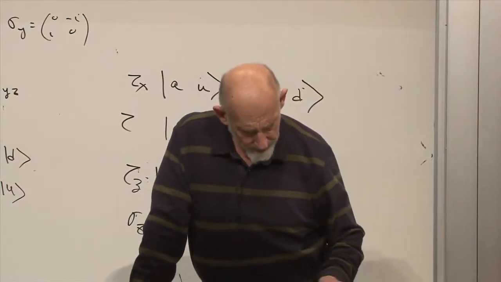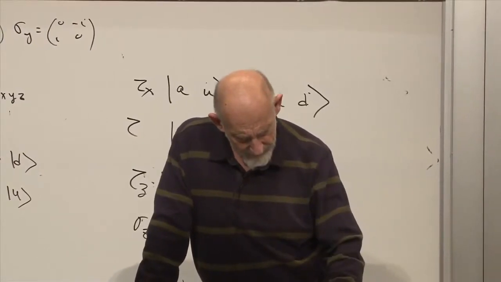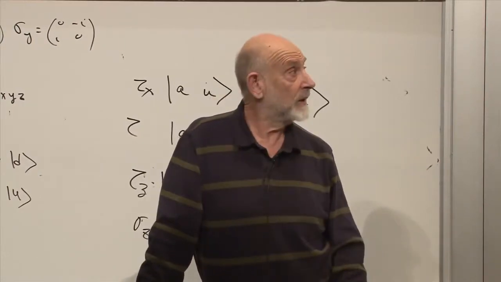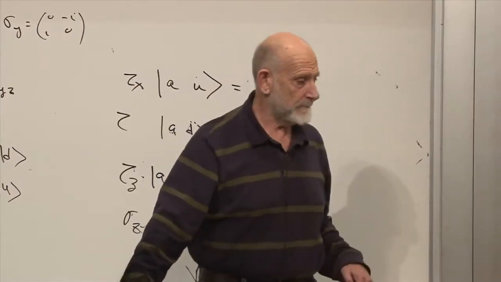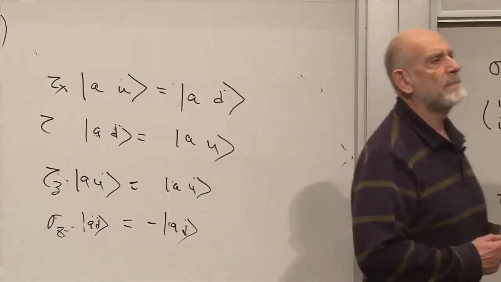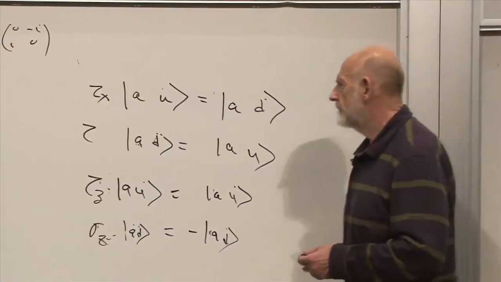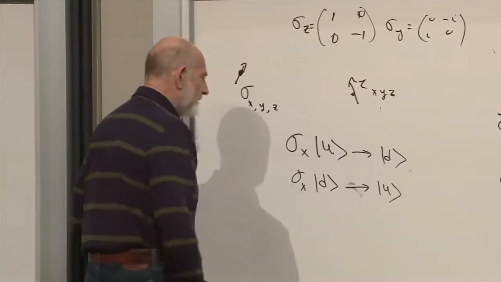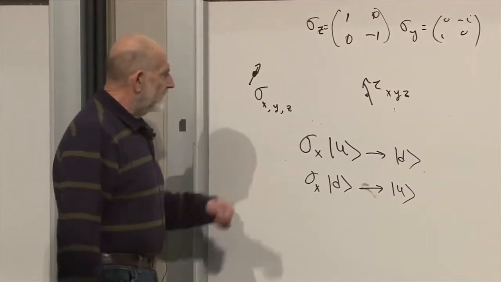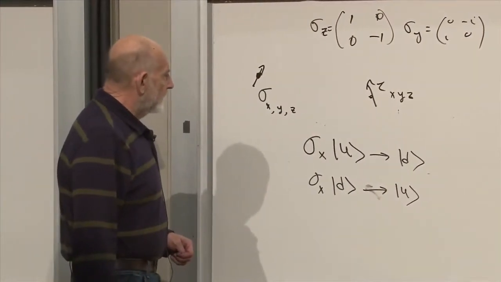Okay. Other questions? Question? Yeah. Those equations, sigma x acting on up gives down. Shouldn't that, since you have sigma x acting on an up vector, result in a superposition of states?